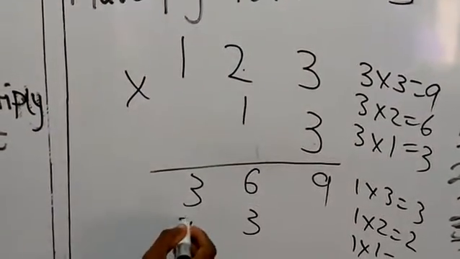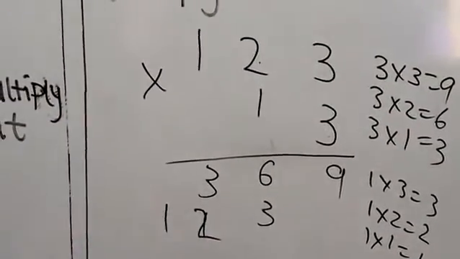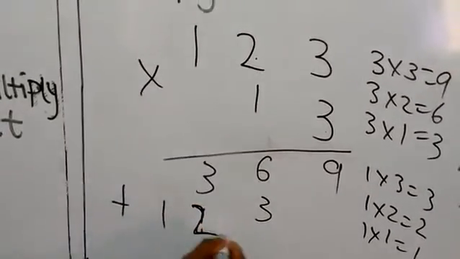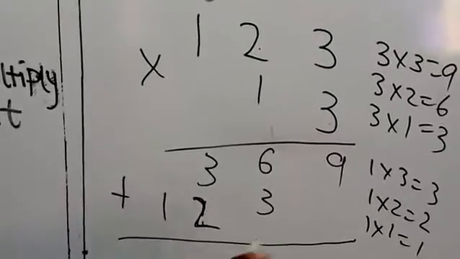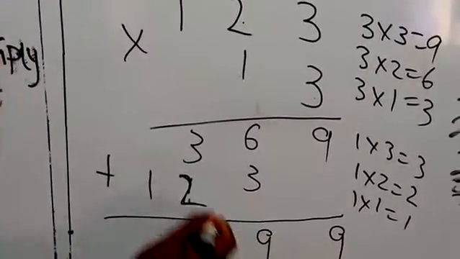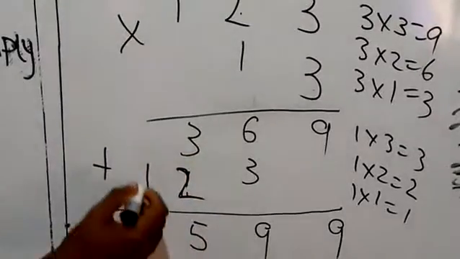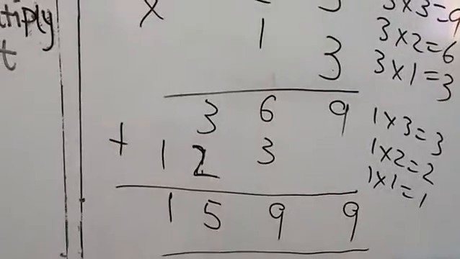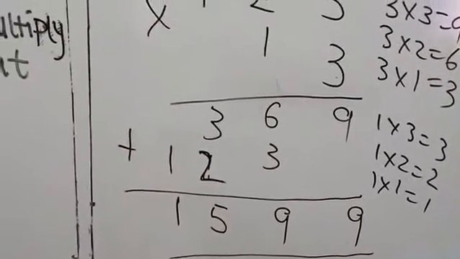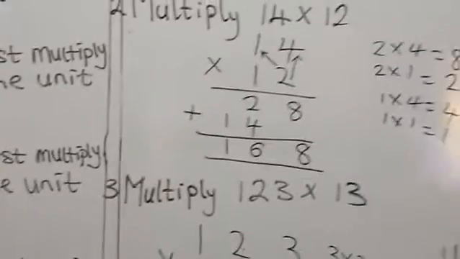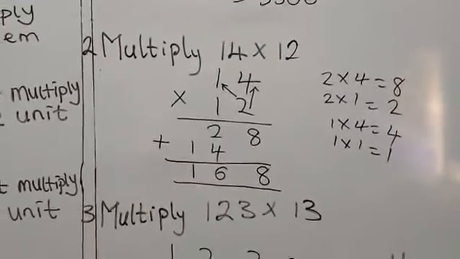Okay, here is 2 and here is 1. So you put your addition sign, and then you put them together. So here, what do we have? 9, 6 plus 3 is 9, 3 plus 2 is 5, and then your 1. We have 1,599 as our answer.